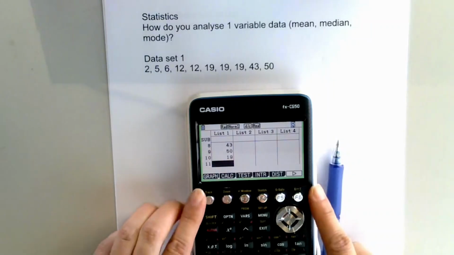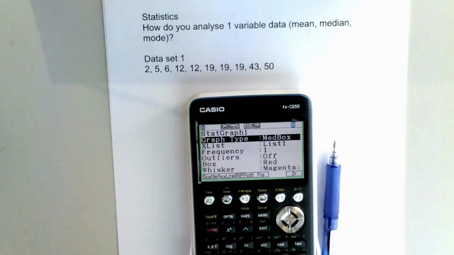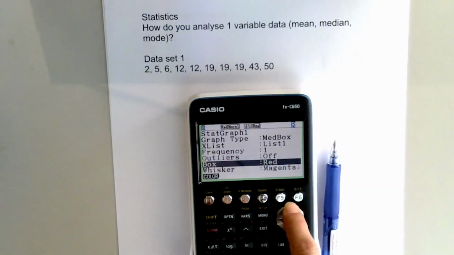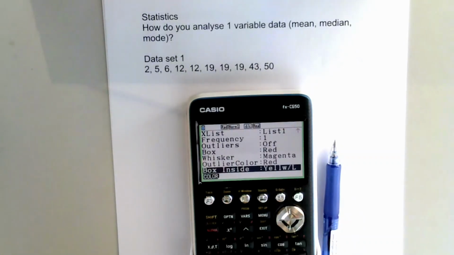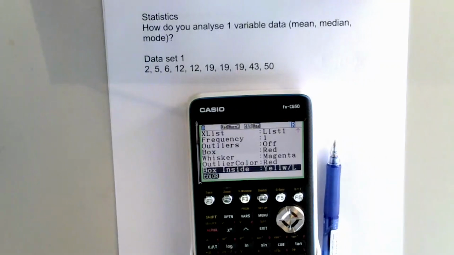One more time, graph, and then we check the setting. This time we want to draw a math box with X1 is the data, list 1 is the data, no outliers, and then you can click on the different color if you really want to. This is just fancy stuff. The main point is that you can visualize the math box. You cannot submit your calculator, so you still have to draw it by hand.